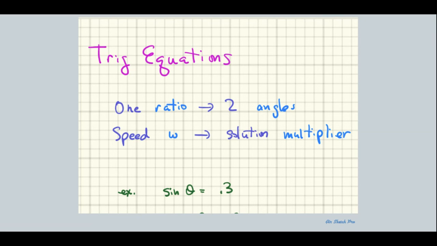So on this first equation that you're seeing, how many solutions do you expect on this one? Sine theta equals 0.3. How many solutions? Yep, that's a calculator problem, 2 solutions. And we can do that with a calculator. We already did that.